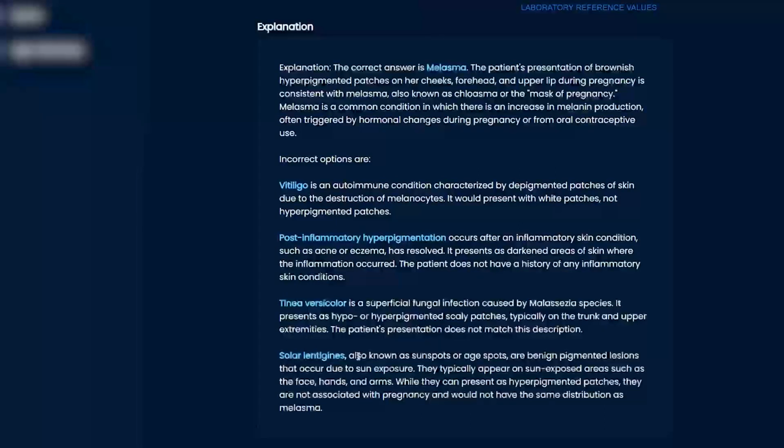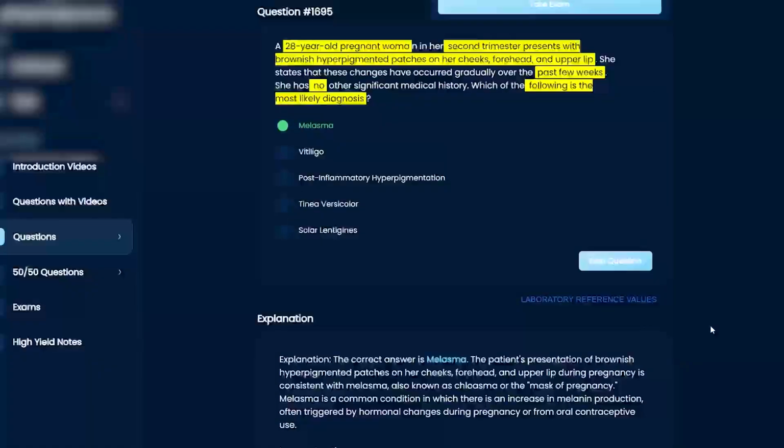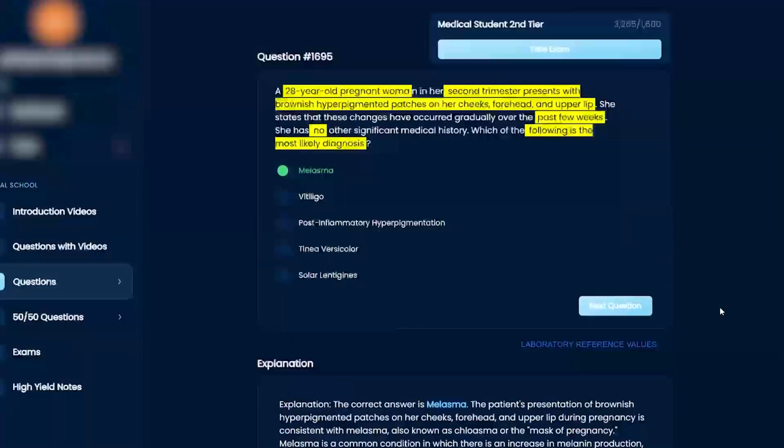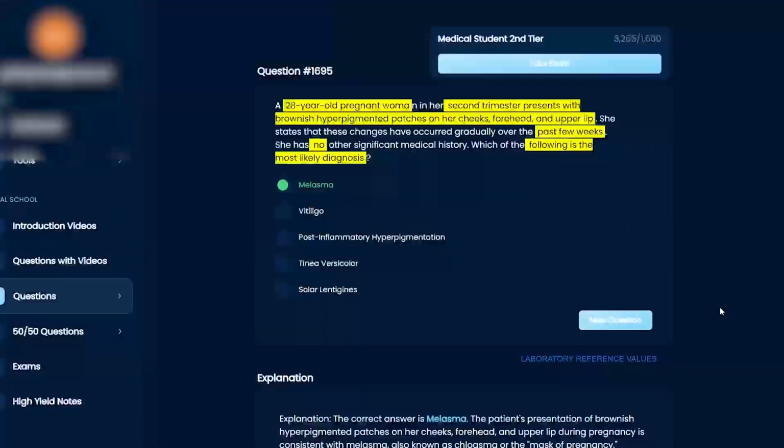Solar lentigines, right? This is sunspots or age spots. I want you to remember that because they do sometimes test this. It's just a fancy medical term, but it's really just sunspots or age spots, and they're benign pigmentations where you have sun exposure, and as you get older, they hyperpigment. You can see that in older people, like freckles, so this would not make sense for a 28-year-old pregnant woman. Exactly.